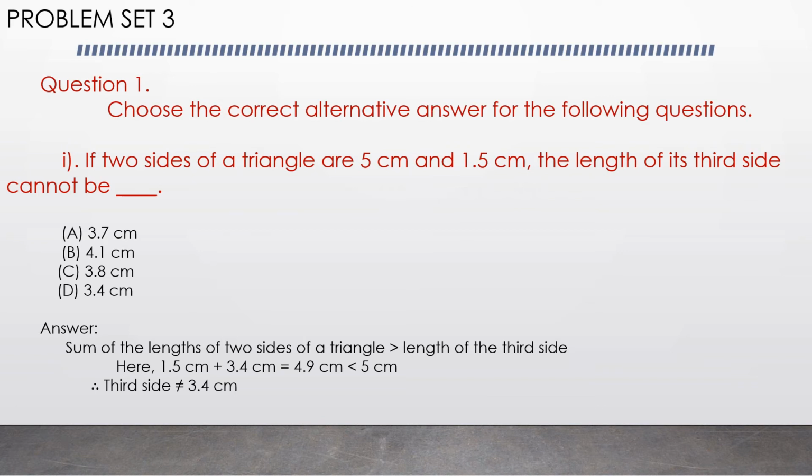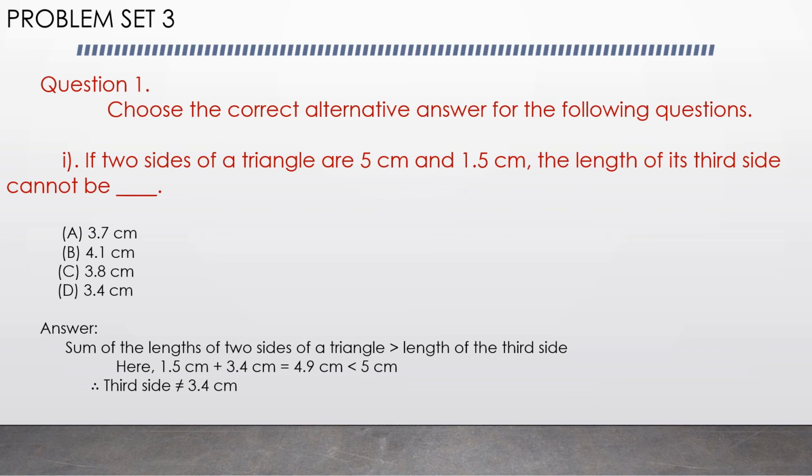Here options are given. Option A is 3.7 centimeter. Option B is 4.1 centimeter. Option C is 3.8 centimeter and option D is 3.4 centimeter. Here the third side measurements are already given and we must find which cannot be the third side. You have already studied the condition: sum of the lengths of two sides of a triangle is greater than the length of the third side.